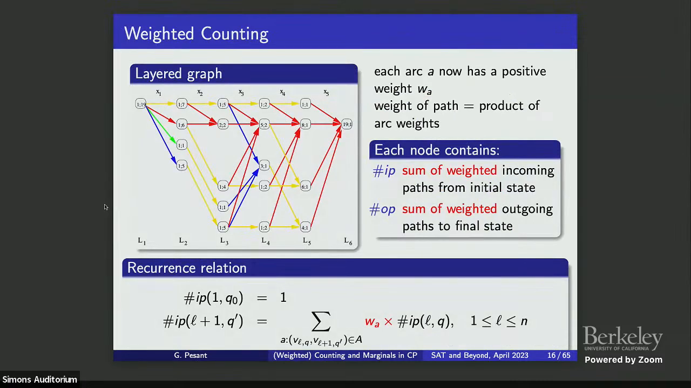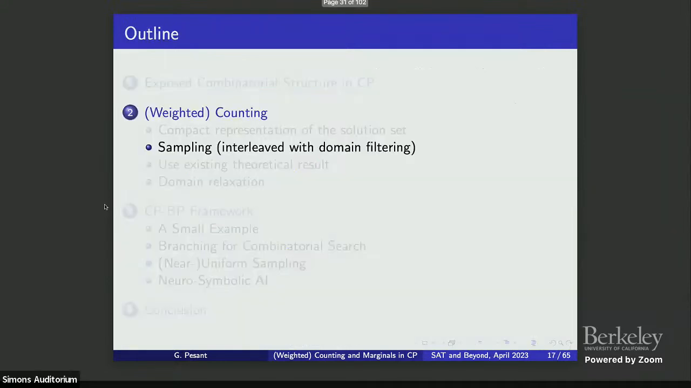What if you want to do weighted counting, for reasons that will become clear later on, as I said? Well, basically, each arc now has a weight. It's not on the picture, but the weight of a path is a product of the arc weights. Well, you just maintain different information: the sum of weighted incoming paths and the sum of outgoing paths. There's a small change to your recursion, but basically it's not harder to do that. So that's when you're lucky. It doesn't cost you much more. You already have a compact representation of the solution set.